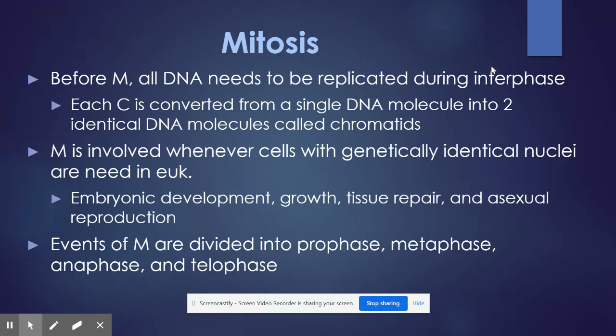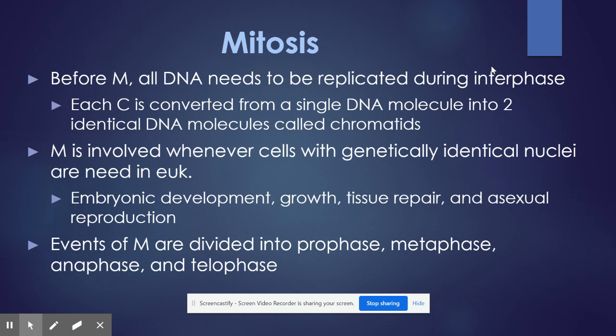So mitosis. Before mitosis is called interphase. Interphase happens before mitosis. All DNA needs to be replicated during interphase. So each chromosome is converted from a single DNA molecule into two identical DNA molecules called sister chromatids. So each chromosome after replication consists of two sister chromatids. They're genetically identical.